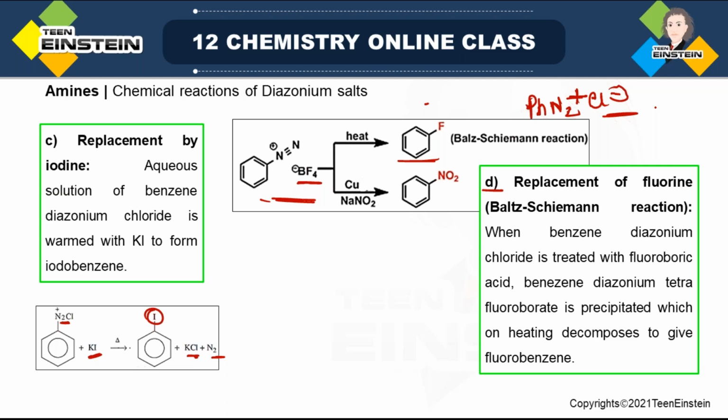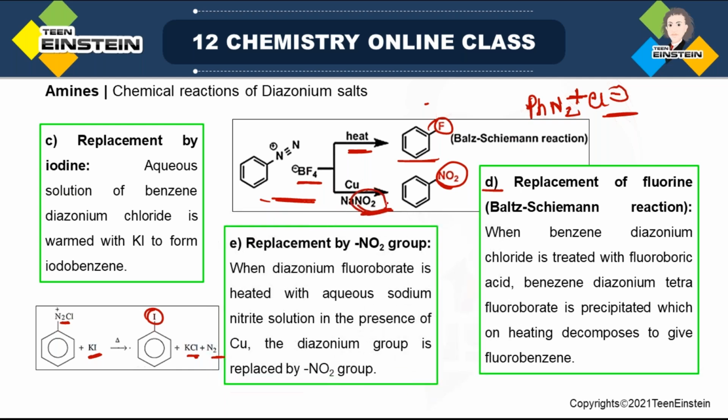So in the Schiemann reaction, you just have to simply heat it. You don't have to use any reagent. And this F is basically coming from BF4. And in another reaction, if we want to get an NO2 group by replacing N2, now you have to heat this diazonium tetrafluoroborate salt with sodium nitrite. So this is the source of the NO2 group. So this is the next reaction, which is replacement by the NO2 group. This is basically replacement by fluorine, I mean the Schiemann reaction.